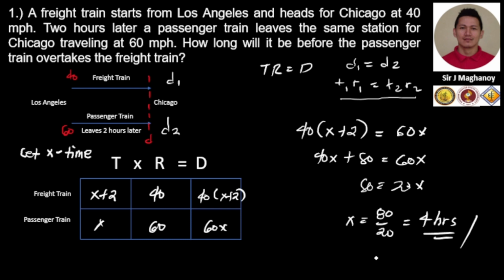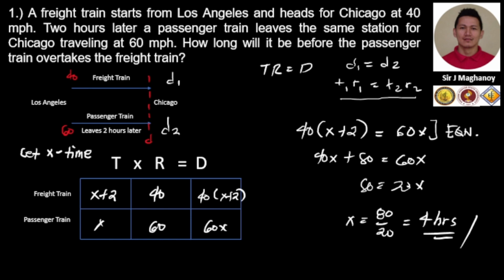To check if our solution is correct, we substitute back our 4 hours to our equation. So this is our equation. We substitute back our 4 answer going here. So we have 4 plus 2 is 6, 6 times 40, that is 240. And 60 times 4 is also 240. Oh, the same. They have the same value of answer. That is 240 on both sides.